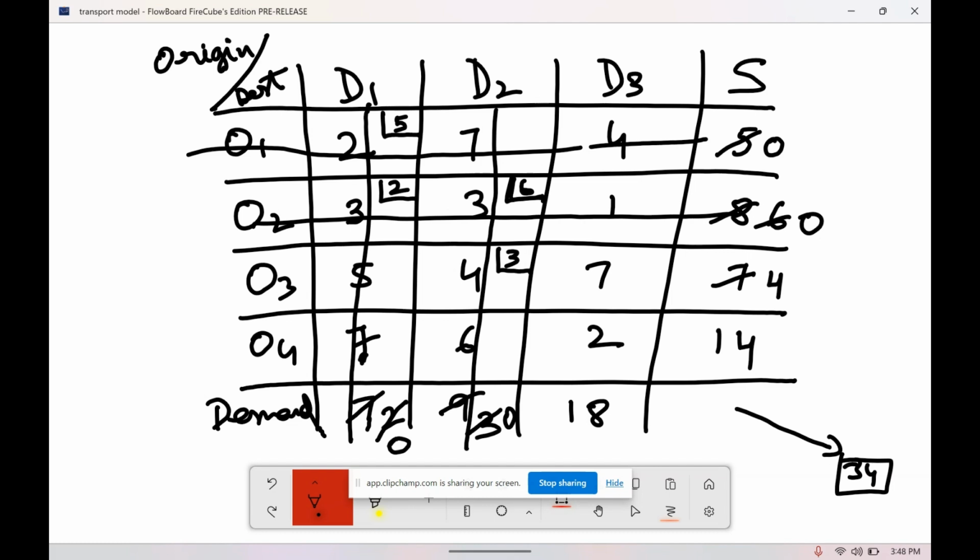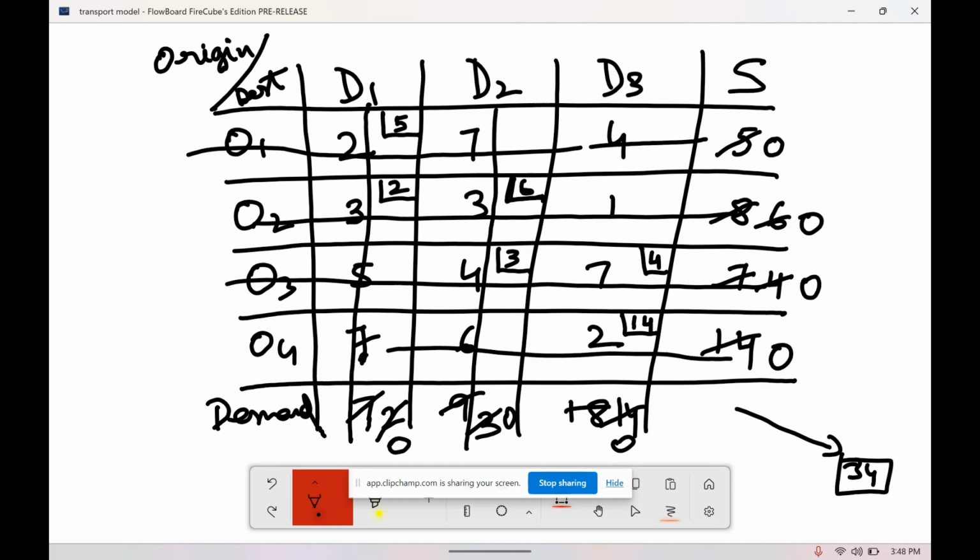The next northwest corner is 7, this one. 4 and 18, which is the lowest one? 4 is the lowest one. And we make it 0 and we make it 14. And again we cut this 0 over here. Now again 2 is the northwest corner we are looking at. 14 and 14 are the same. So minimum is 14. And then we make it 0 and we make it 0 and we cut this also.